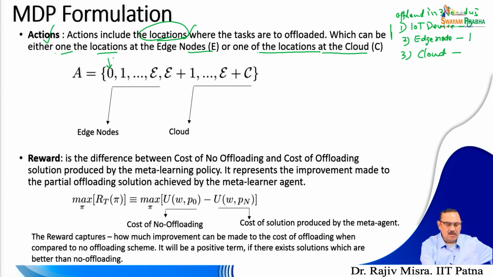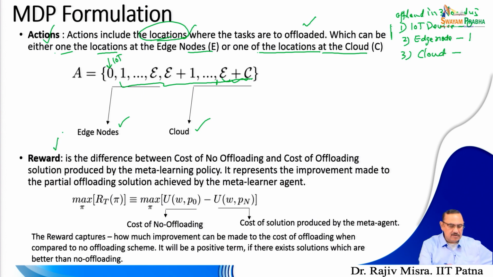So, the first one is called IoT. The second action is up to this point, the edge nodes, and the third one is about the cloud. So, that becomes the action, meaning the actions include the locations where the tasks are to be offloaded.